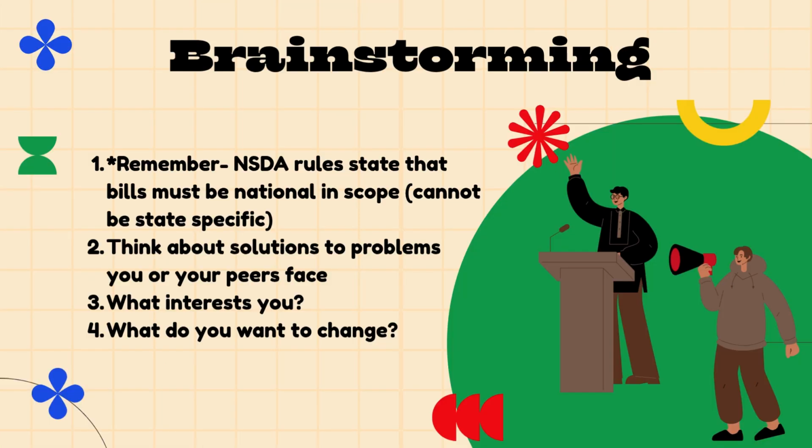The first step is brainstorming. Remember, NSDA rules state that bills must be national in scope. They cannot be state specific. Some questions you can ask yourself to help you in the brainstorming process are: how can I solve the problems my peers and I face? What interests me? And what do I want to see changed?